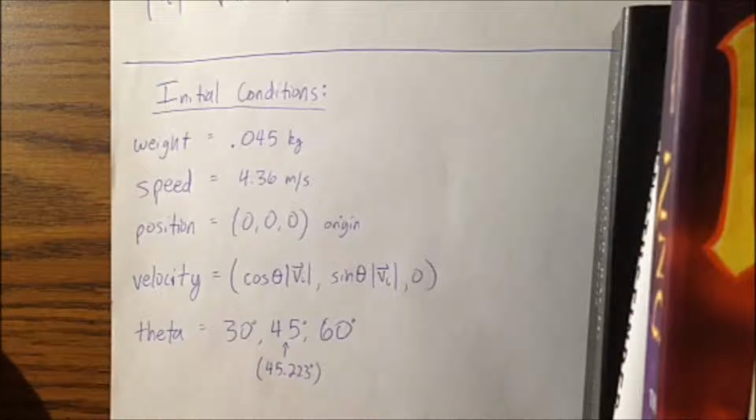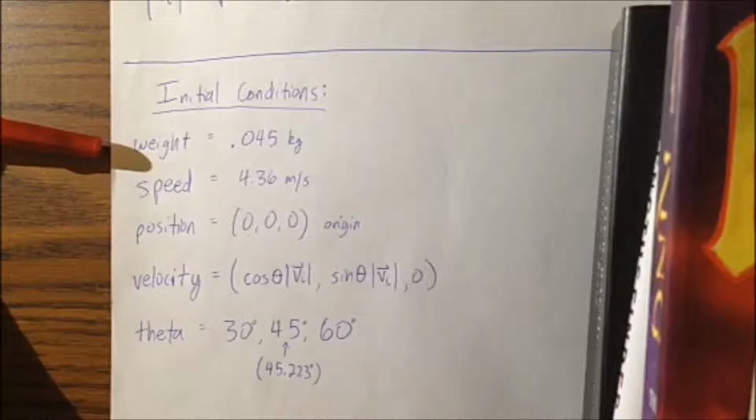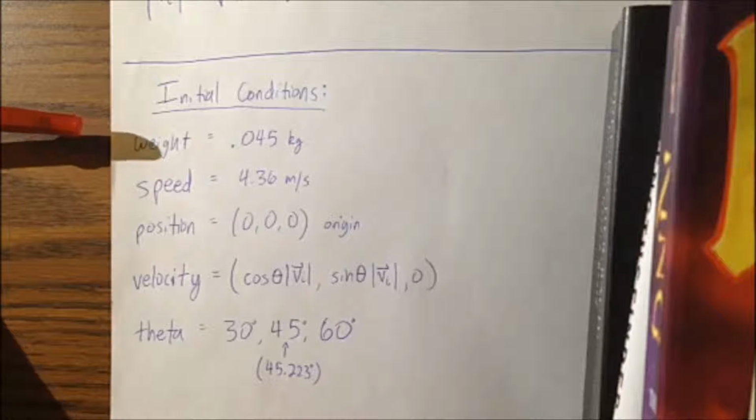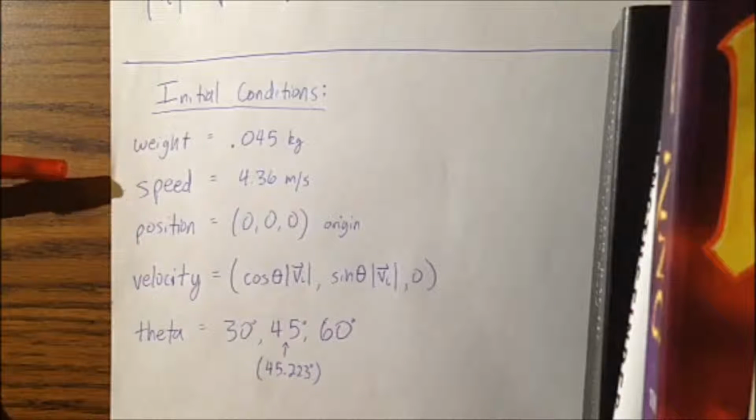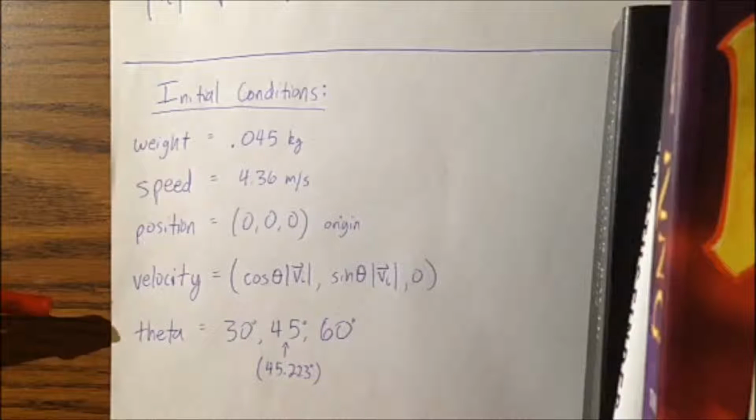Now onto the model itself. I set the initial conditions for the weight to be 0.045 kilograms, which I found online to be the weight of a wiffle ball, the speed we just found, and the position I set to be the origin. The velocity, the x component, is the cosine theta of the speed, and the y component is the sine theta of the speed. And I had 3 different thetas, being 30 degrees, the angle we just found for our theta, and then 60 degrees.